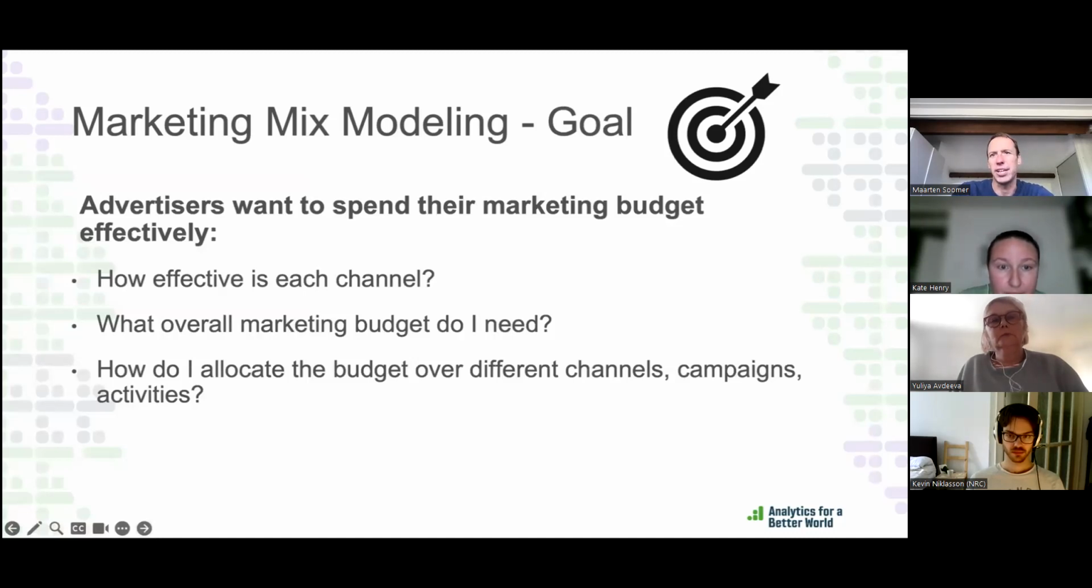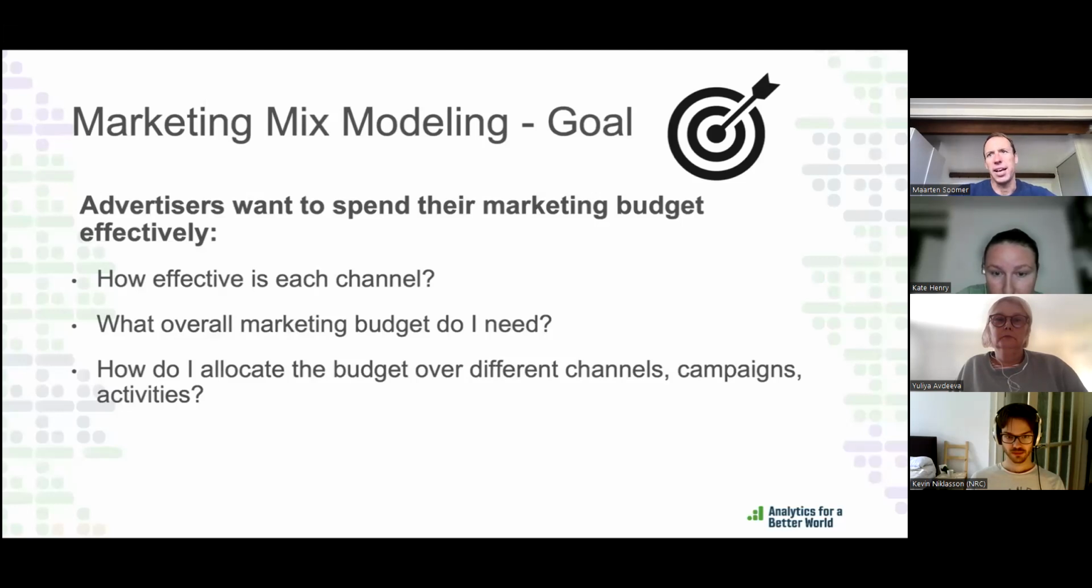For some, it's very easy. Some very direct channels, like door-to-door, it's maybe easy to evaluate because you just know I went into this street or this neighborhood and I got so many donors, so it's very direct. But advertising on television and radio is a lot more difficult. And this is also addressing those kinds of challenges, to still learn how effective that is. And it can help to make decisions like what overall marketing budget do I need and how do I allocate that budget over different channels, campaigns, and activities to get the most out of it, acquire the most new donors for a given marketing budget, let's say.